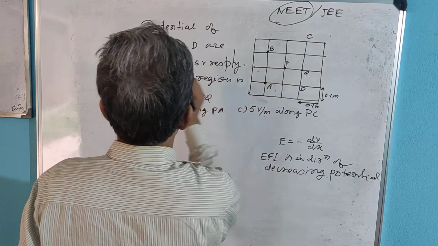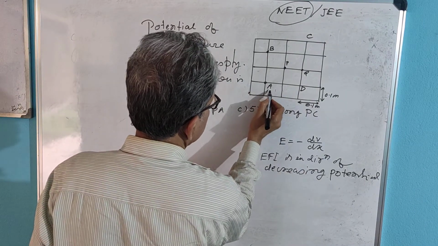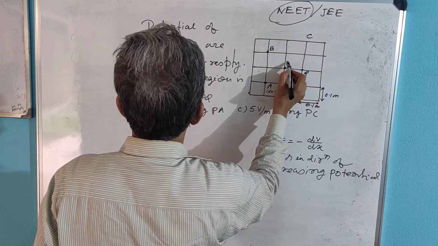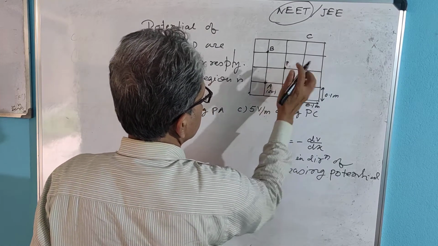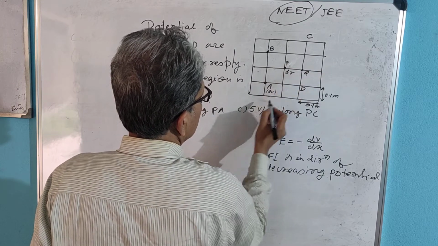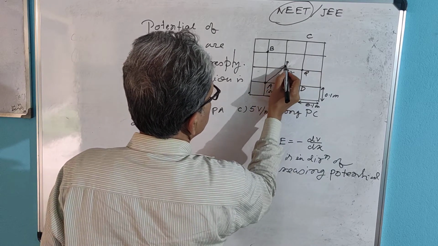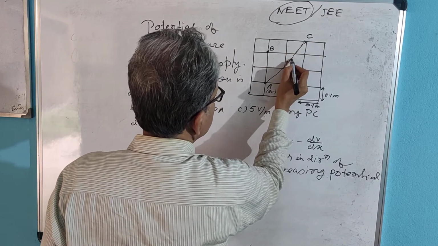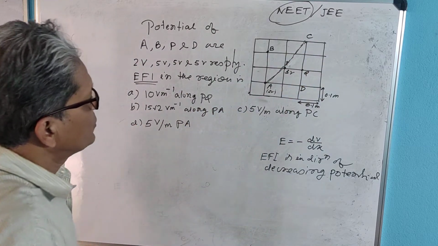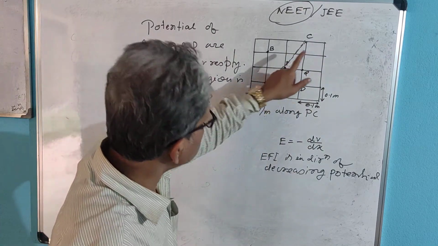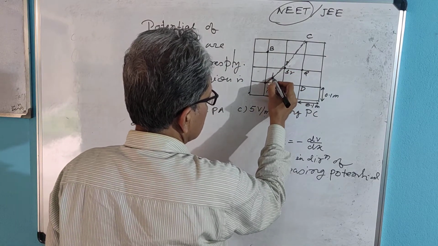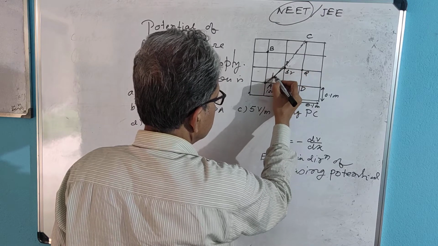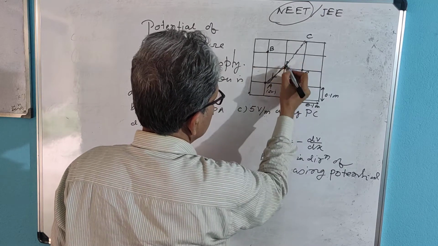A has 2 volts, and this has 5 volts. This is 5 volts. Going in this direction, the potential has increased, which means it has decreased in the opposite direction. So that gives the direction of the field. This is also 5 volt.